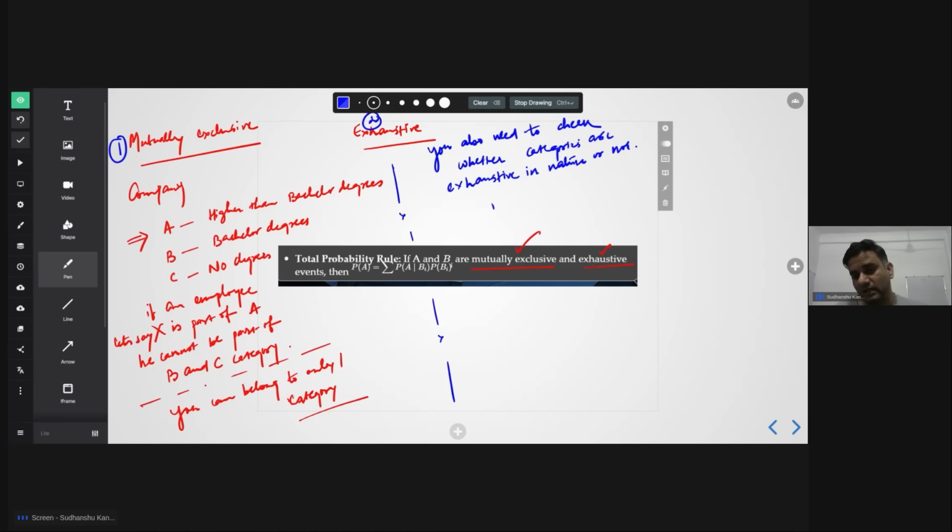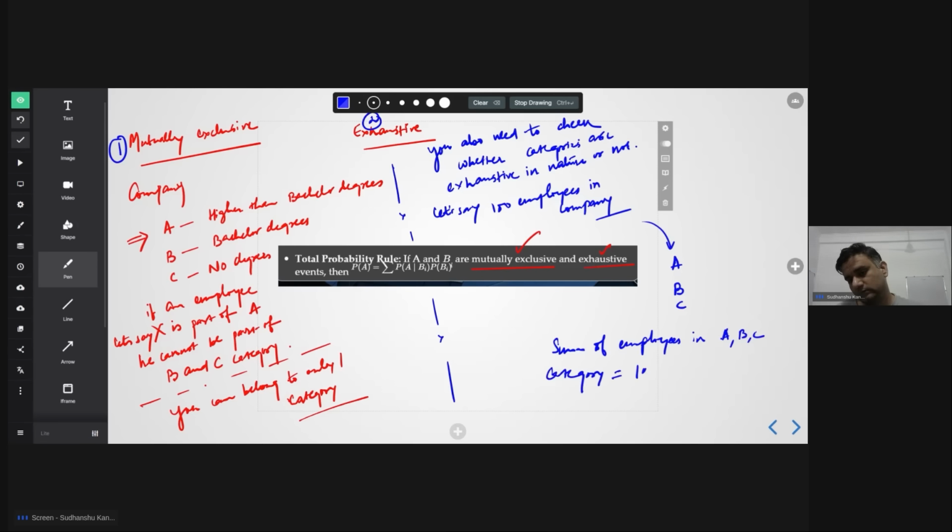you should see that if, let's say, there are 100 employees in a company, then what do you do? Then you check whether we have divided the categories into A, B, and C. The sum of employees in A, B, C category equal to 100. Basically, please check this. Let's say A is consisting of 60 employees, B is consisting of 30 employees, C consisting of 10 employees, right? So it makes it 100, right?